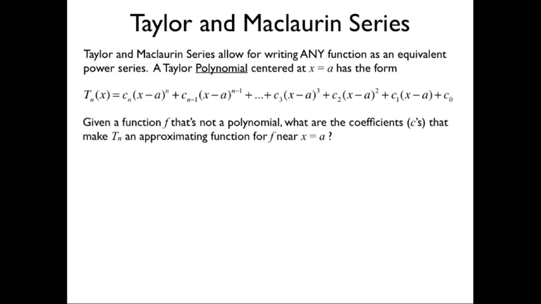So here's what we want to do. Given a function f that's not a polynomial, we want to figure out what those coefficients are that would make this polynomial approximate the function f near A, or at A and around A.